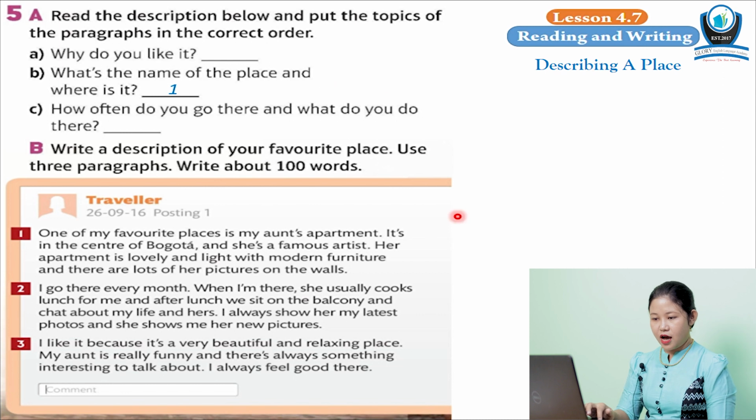Paragraph 2. I go there every month. When I'm there, she usually cooks lunch for me. And after lunch, we sit on the balcony and chat about my life and hers. I always show her my latest photos and she shows me her new pictures. That's topic C, paragraph 2.